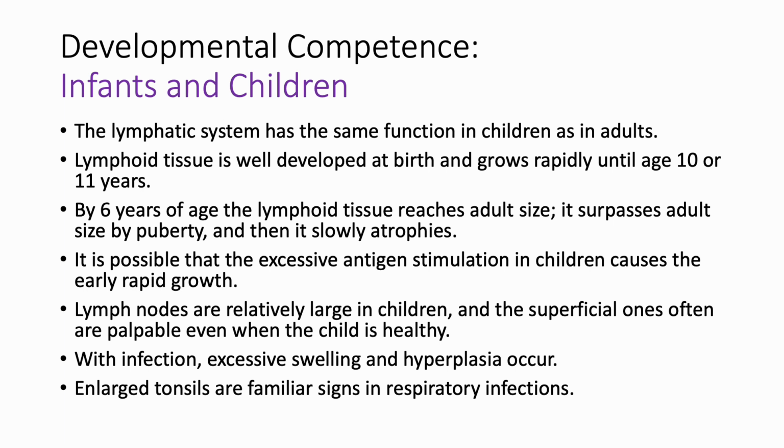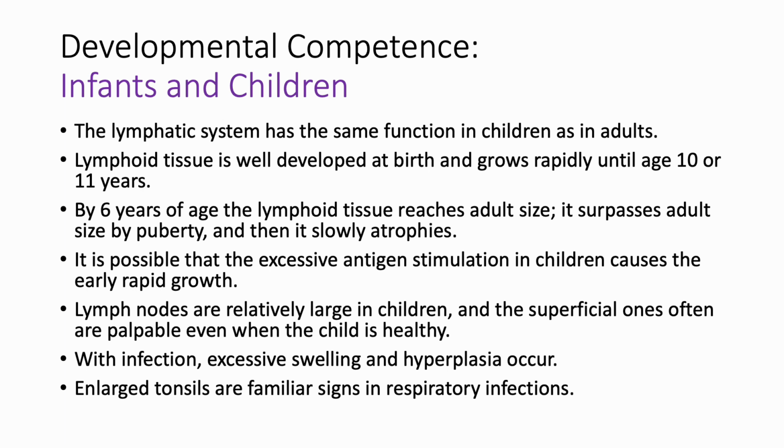Developmental competence. We're going to start talking about infants and children first, and we just want to know that in a child, the lymphatic system works just like it does in an adult, right? It has the same function at least. And actually, lymphoid tissue develops at birth and then grows really rapidly until you're about 10 or 11 years old. Now, by 6 years old, this lymph tissue is about the adult size. And then after, it gets even larger than an adult size, but by puberty, it starts to atrophy back. And then you're adult age, and they're all the same.